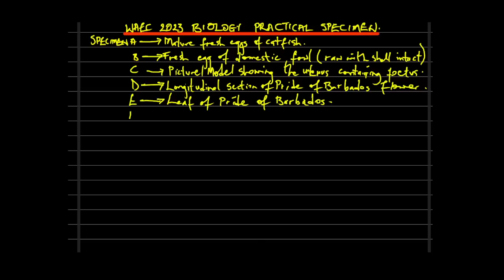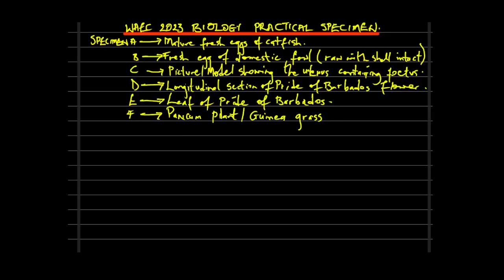And for our specimen F, we shall be having the panicum plant. That is what we will be having for our specimen F. Panicum plant, popularly known as the Guinea grass. So we'll be needing the whole plant, the whole panicum plant or the Guinea grass for our specimen F.